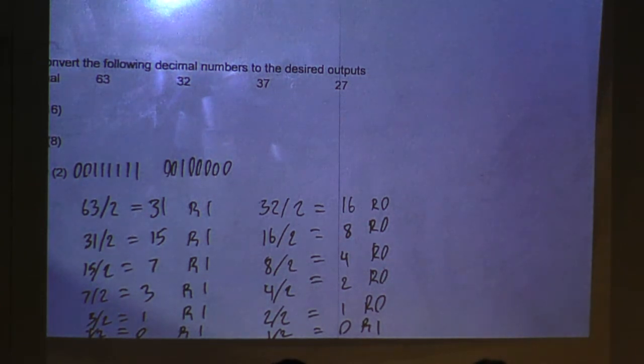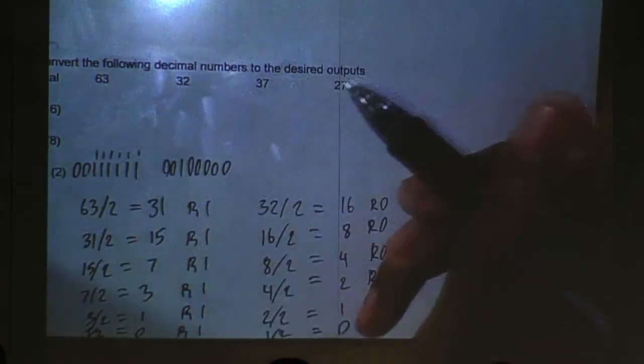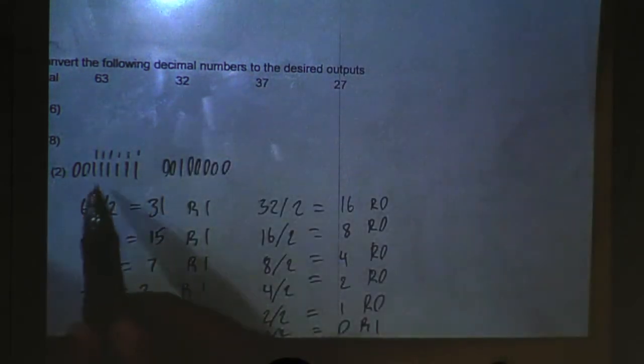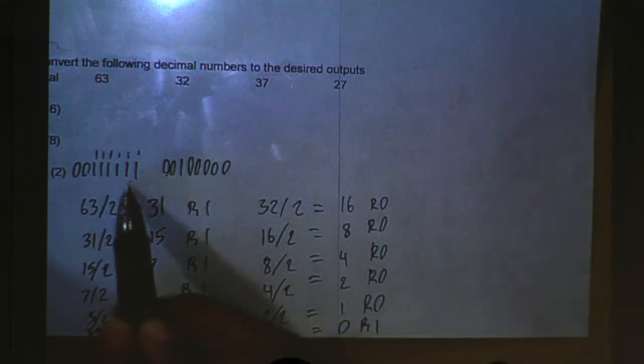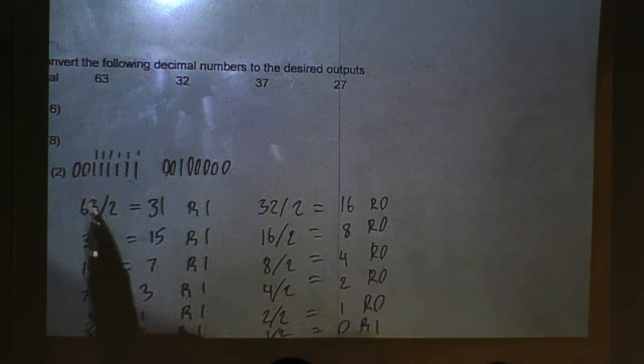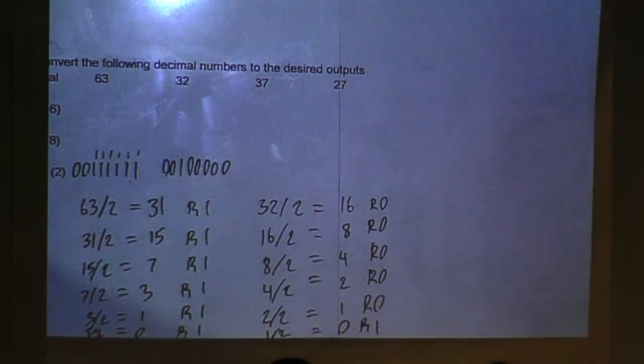Yep. 2 to the 6 is 64. You said 2 to the 6th, so this would be 1, 2, 4, 8, 16, 32. Oh, you start at 2 to the 0. So the 6 digits here, this is 2 to the 0, this is 2 to the 1, 2, 3, 4, 5. That makes sense? Yep.